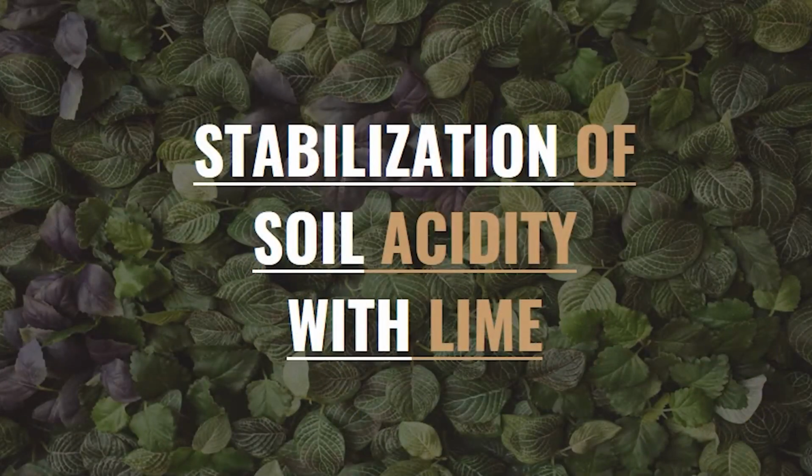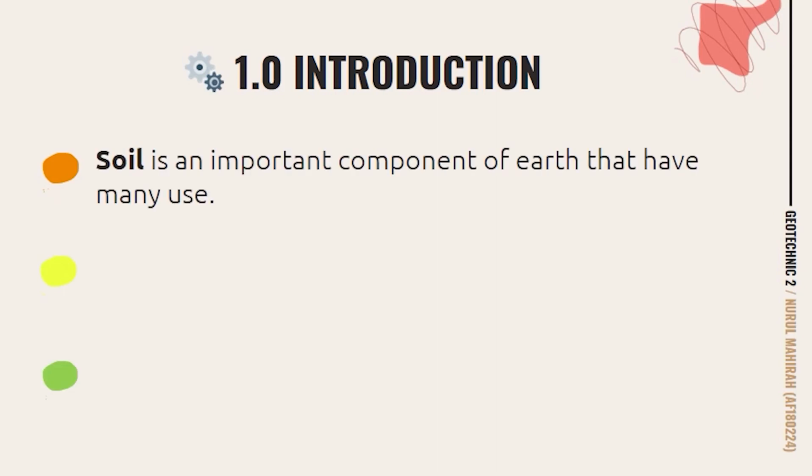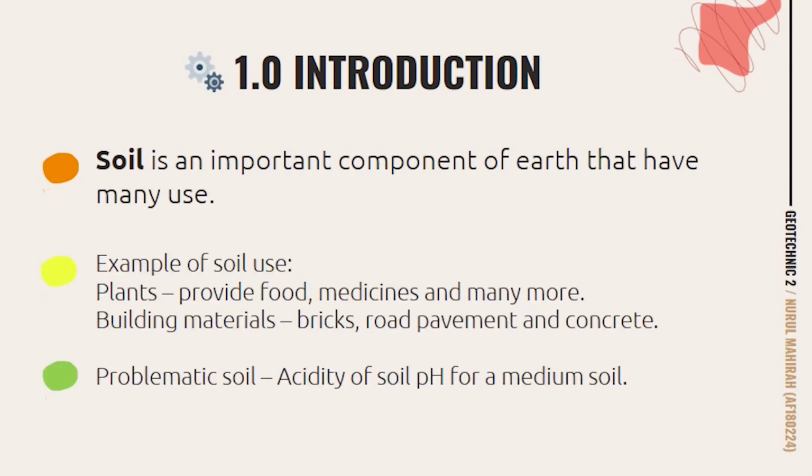The title of our case study is the stabilization of soil acidity with lime. For the introduction, soil is an important component of the earth that has many uses. For instance, plants need soil to grow. Then the plants can produce food or be used as medicines and many more. Besides, the minerals contained in soil particles can also be used for building materials such as bricks, road pavement and concrete. But there are many problematic soils, and one of them is acidity in soil.